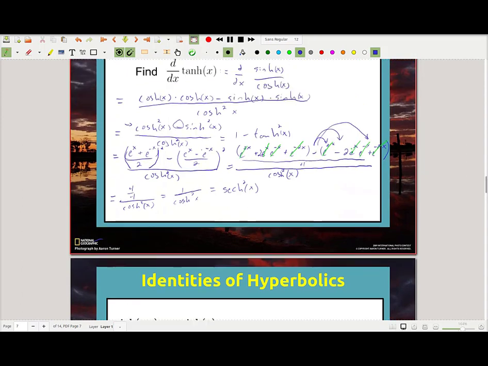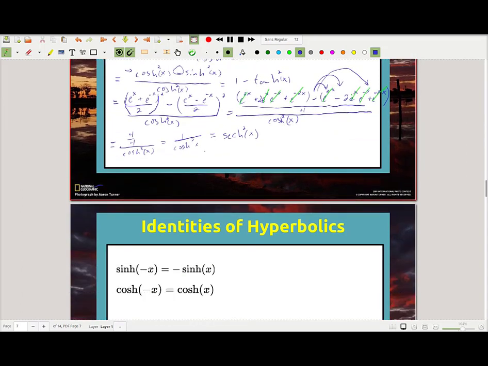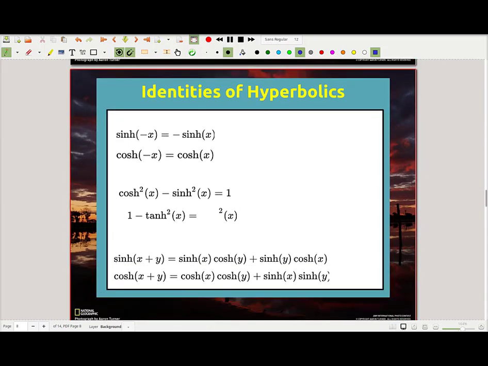All right, so look at the derivatives of the other ones and see if you can figure out what those are. The other ones being the derivative of sech, the derivative of coth, and the derivative of cosech.